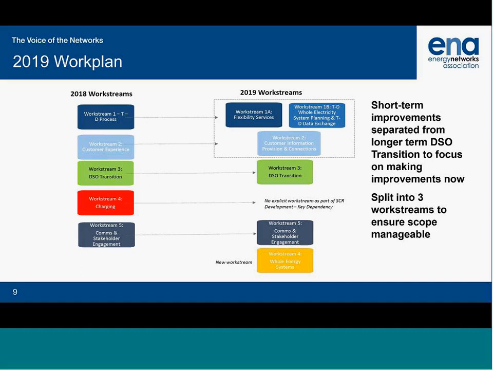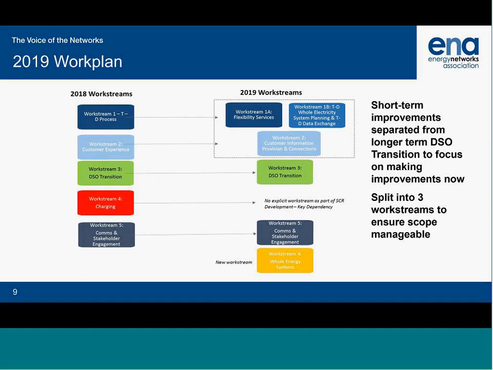There are further improvements that we want to make around transparency of information and other things, which Jim and others will talk about a bit later. But what we want to do is make sure we're learning from that least regrets analysis and making change now to make improvements. And we're not just focusing on this longer-term delivery of DSO transition. So that's why we've split that out and have 3 work streams identified in those short-term improvements, so that we've got a manageable scope for each of those work streams.